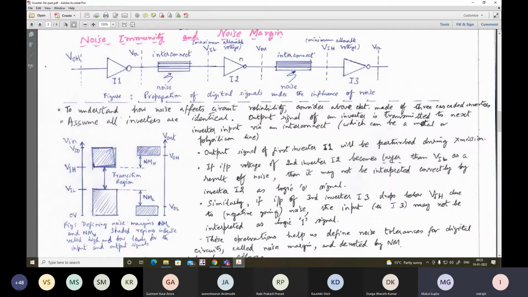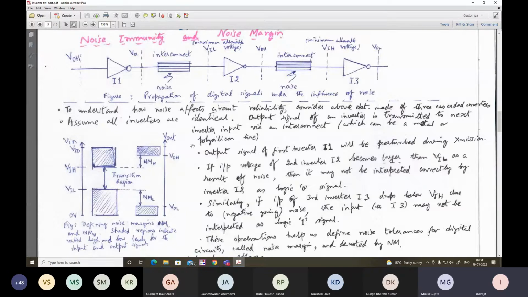So with VIL, the output will be towards the higher side. So let's say it goes to VOH. Now it has to go through another interconnect before it appears at the input of the third inverter. Here, if positive going noise affects, then nothing to worry. It will remain snugly in logic 1.